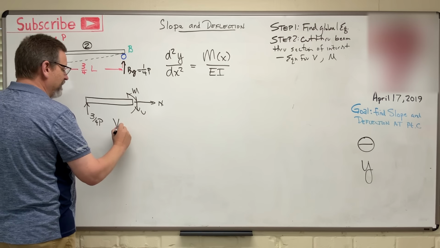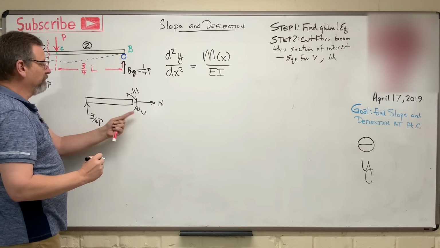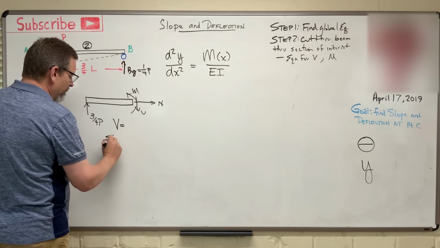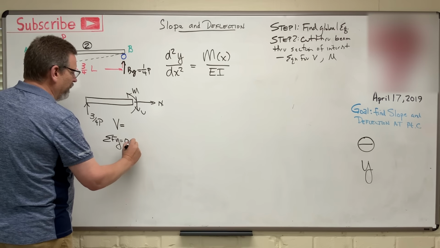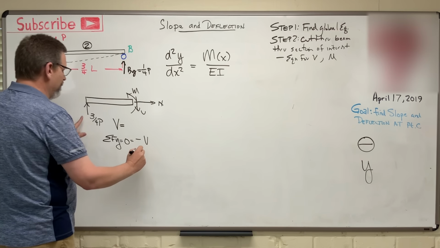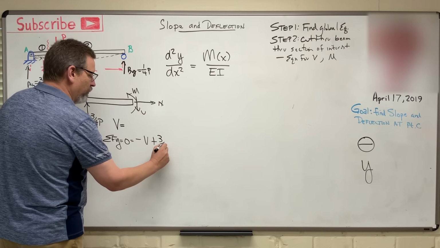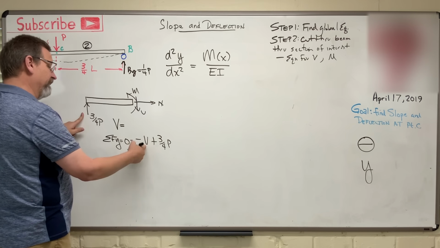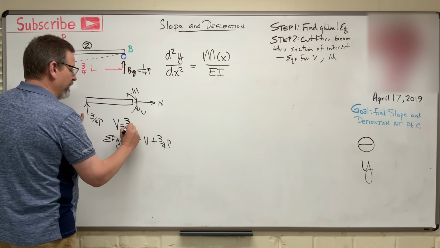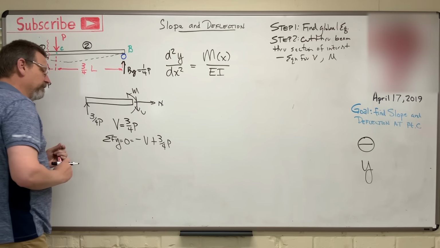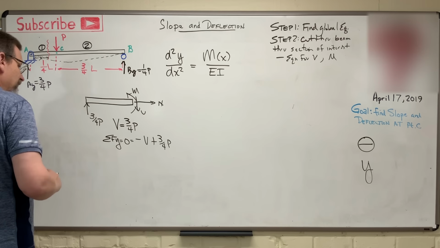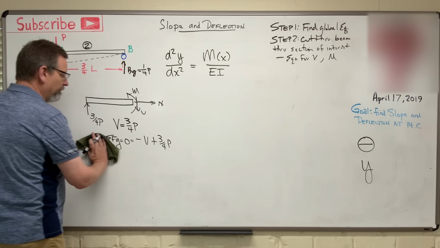So it's going to be pretty simple, right? So V is equal to, right? And if you don't get this, the sum of the forces in the Y equals 0 equals what? Minus V plus 3/4 P. So therefore, move that to the other side, V equals 3/4 P, right? Okay, so there's your equation for V.